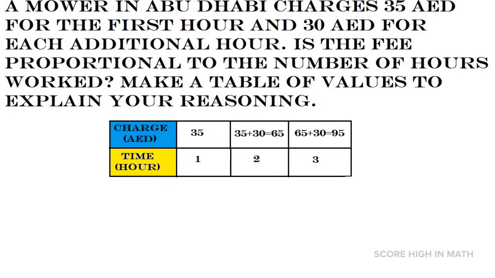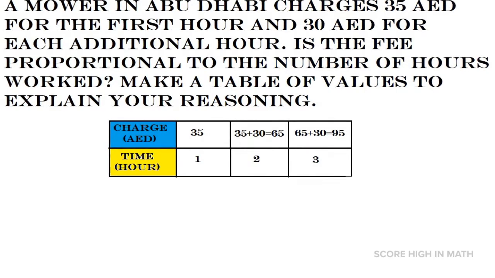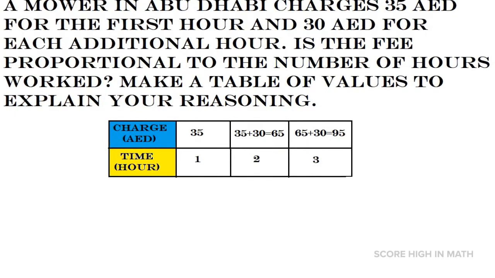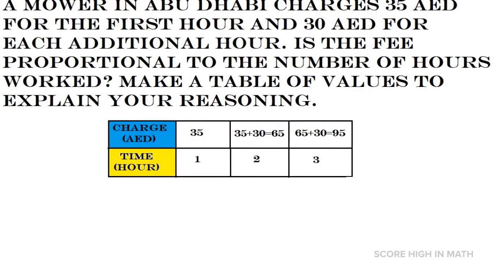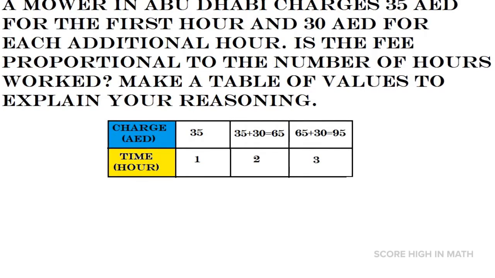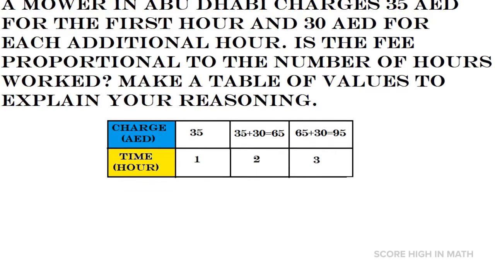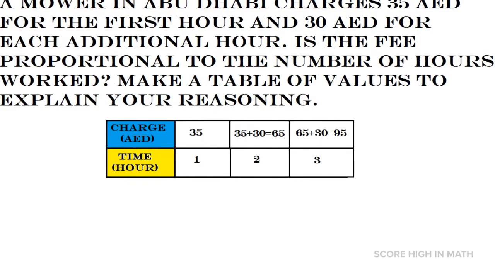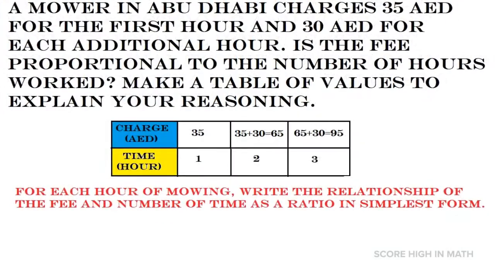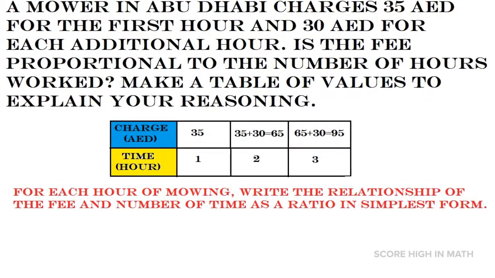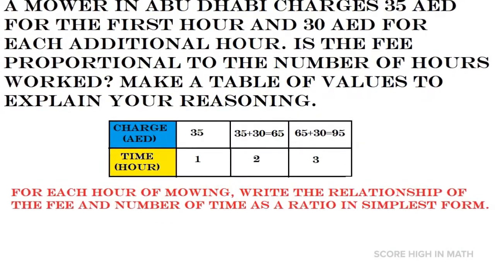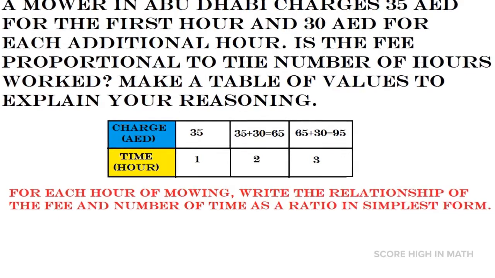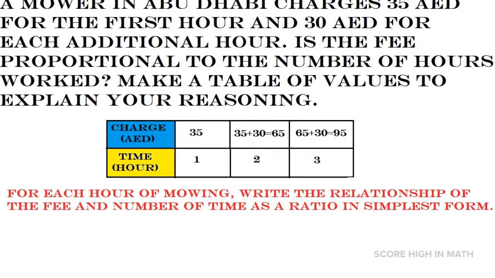Consequently, for mowing 1 hour, the charge is 35. For mowing 2 hours, it is 35 plus 30, which will give us 65. And for the charge in 3 hours, that is 65 plus 30, which will give us 95. Accordingly, for each hour of mowing, we are going to write the relationship of the fee and number of time as a ratio in simplest form.